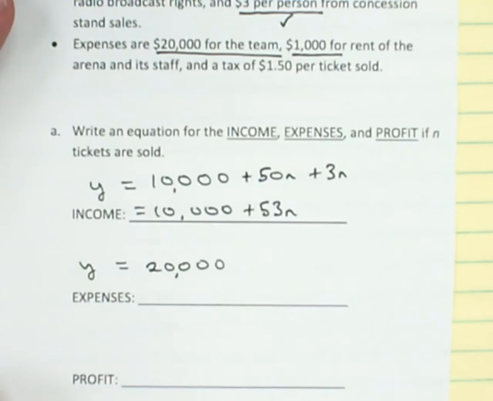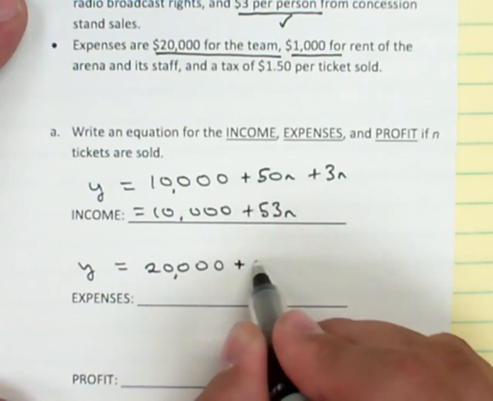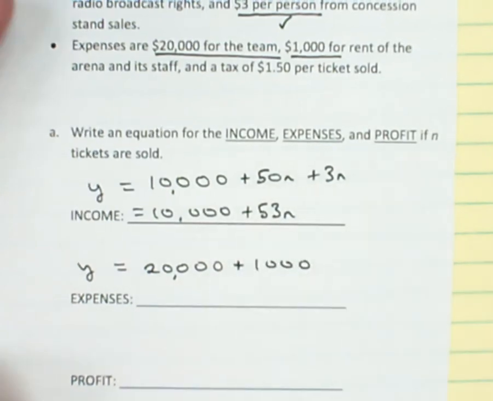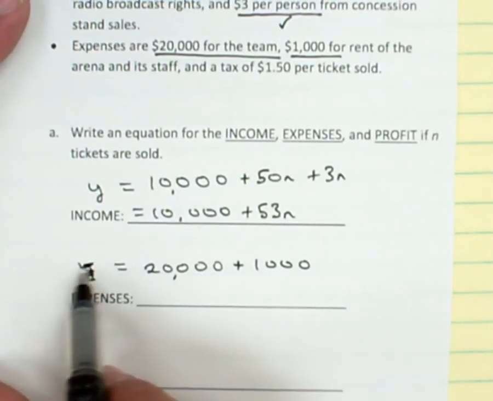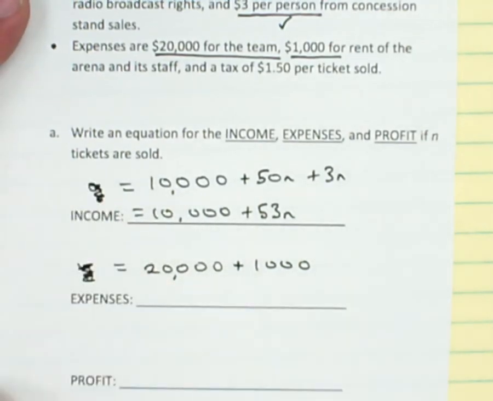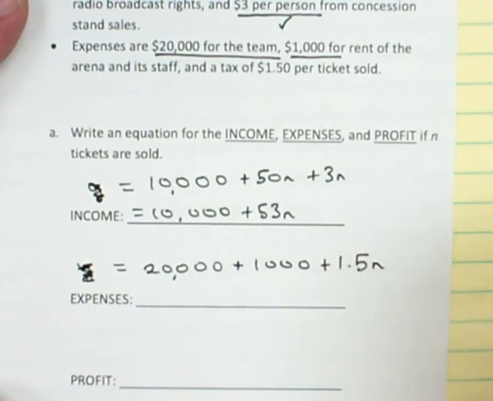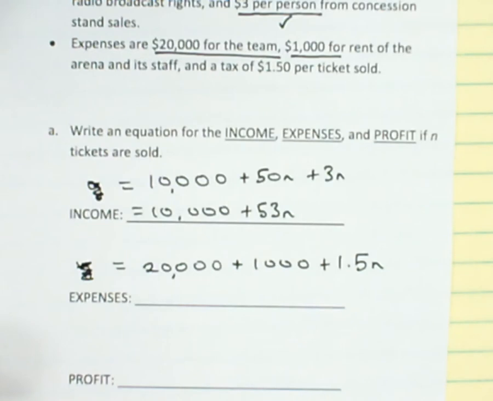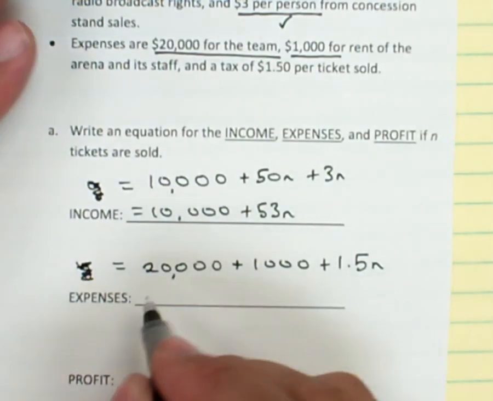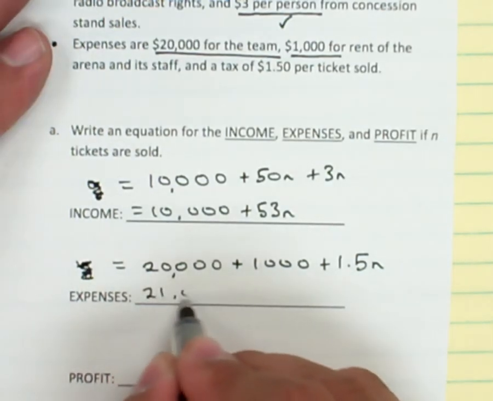So how do I write that 1,000? Do I add it, subtract it, multiply it, divide it? Add. I add it. Plus 1.5 n. Okay, so now if I combine like terms, what's that end up giving me? 21,000.